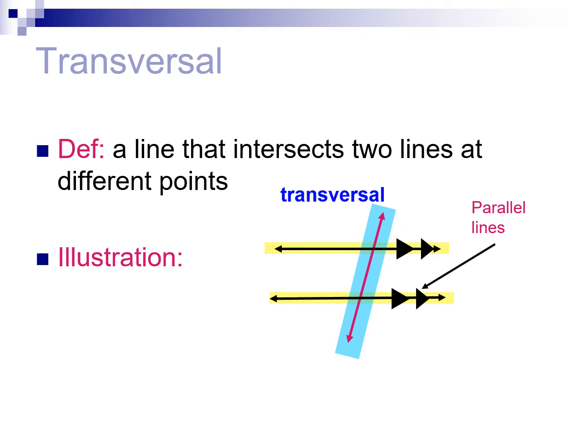So the transversal is just any extra line, you can have more than one, that will cross over the parallels, and when they do, they make extra angles. So there's a group of angles here, there's a group of angles right there. And that's what we're studying in this section.